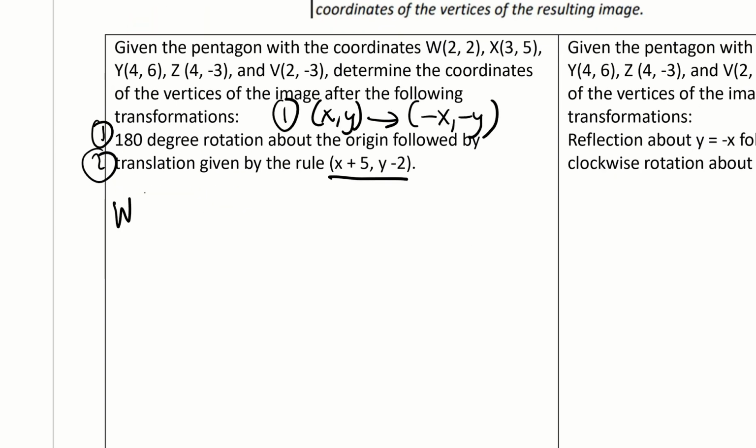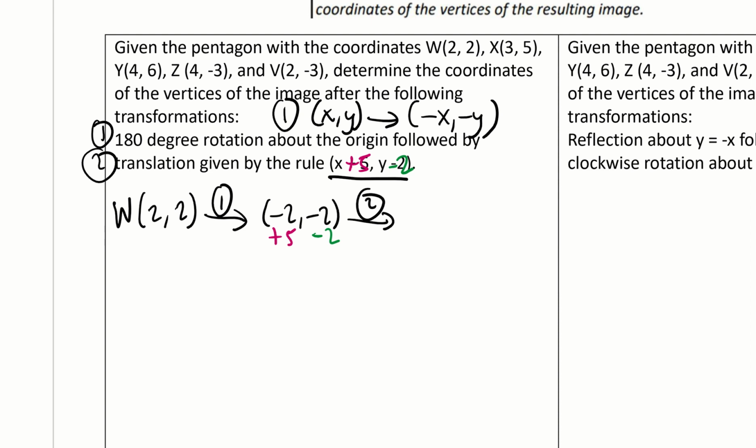Okay, so let's go ahead and show you how to do this. So the first coordinate is W, which is (2, 2). So we're going to first rotate 180. So we're going to negate both coordinates. So it turns into (-2, -2). Then we're going to follow that up by adding 5 and subtracting 2. So if I do that, that's going to be (3, -4). So this is my W prime. So this is one of my answers.